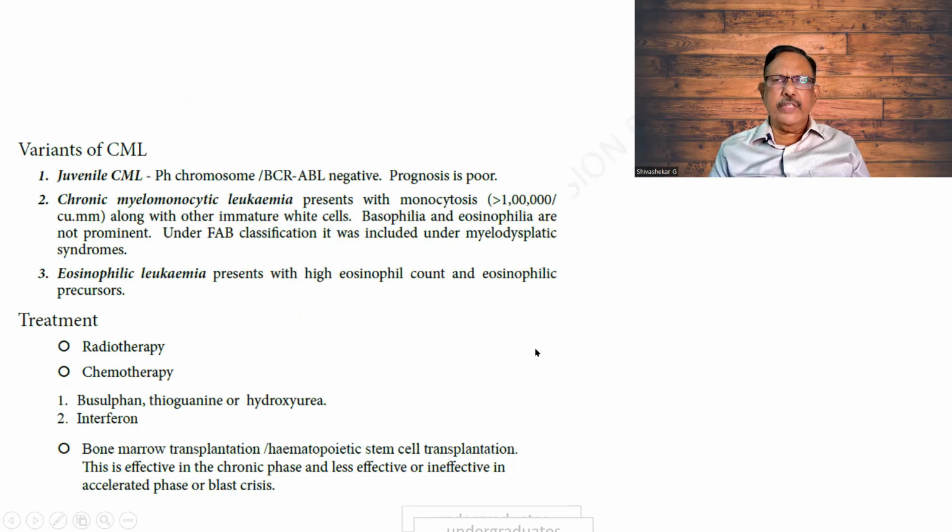There are variants of CML. One is a juvenile variant found in children. As I told you, classical CML is found in adults only. Chronic myelomonocytic leukemia, eosinophilic leukemia, you people can mention. The treatment will be radiotherapy and chemotherapy. These are some drugs which have been mentioned. Failing which, there can be a bone marrow transplantation or a hematopoietic stem cell transplantation.